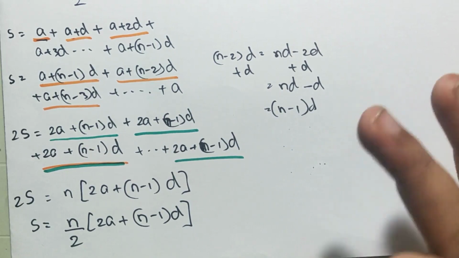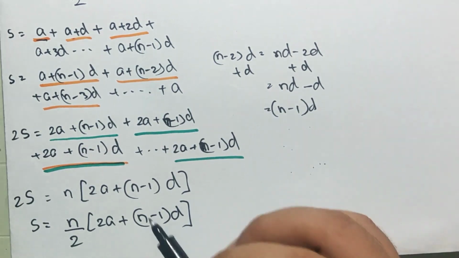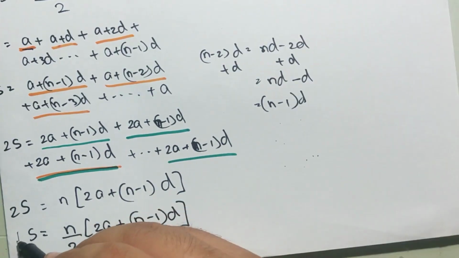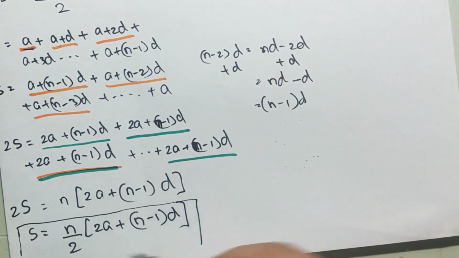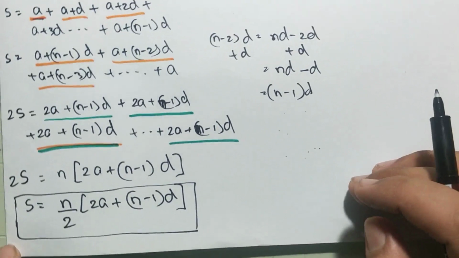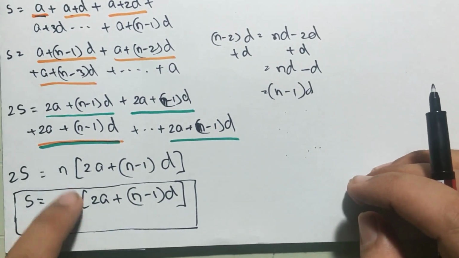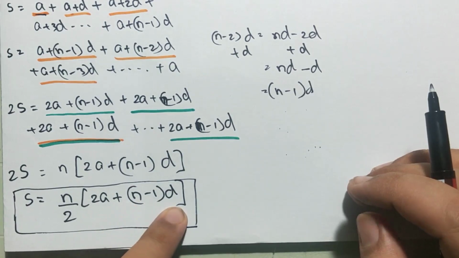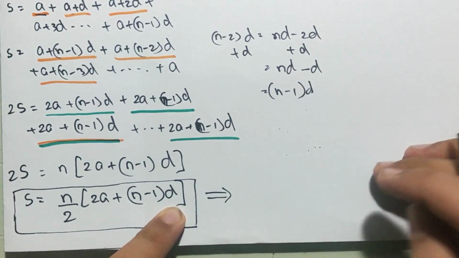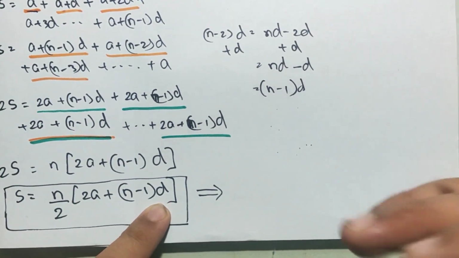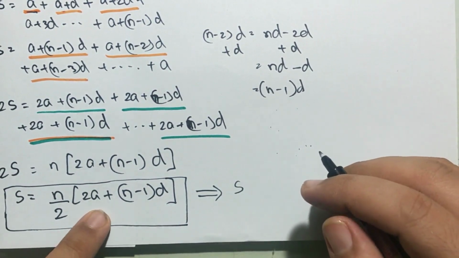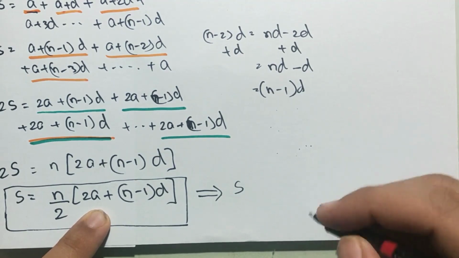This derivation is not asked in the examination. This is just for your explanation. If you don't memorize it, it's okay. Just memorize this formula. The formula for the sum of n terms of an AP is s equals n by 2 multiplied by 2a plus n minus 1d. This can also be simplified. Maximum you will use this formula only, but it can be simplified more.